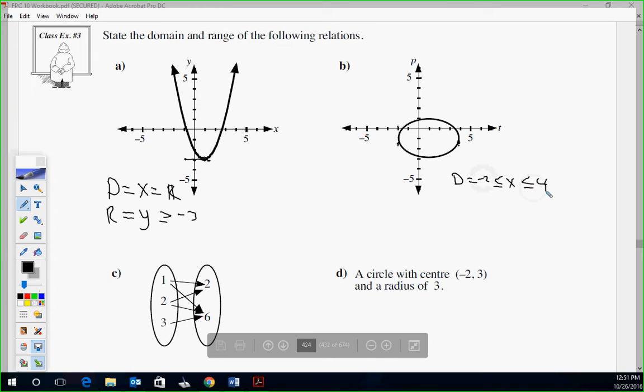-2 and 4. That means greater than -2, less than 4. Because it's between here, right? There's nothing out here, so it's right in between here.